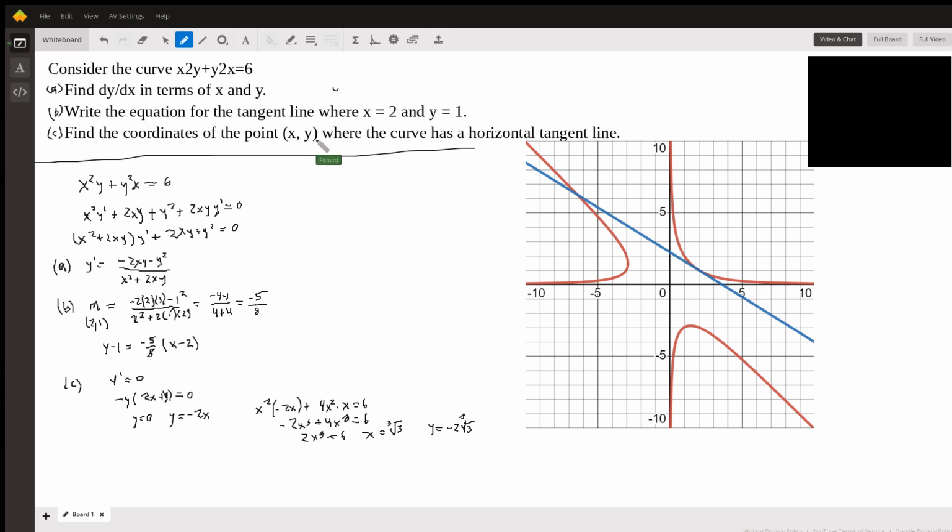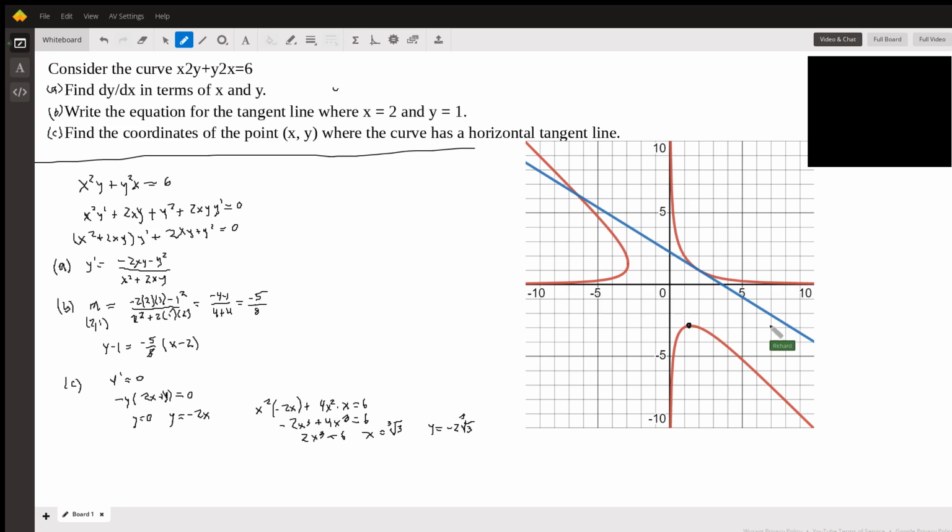And then lastly, the coordinates where the curve is horizontal. Well, the curve is horizontal somewhere around in here, in this neighborhood here. And the cube root of 3 is 1.4 roughly, and you can see that this is roughly 1.4 in here. And then negative 2 root 3 would be roughly negative 2.9.